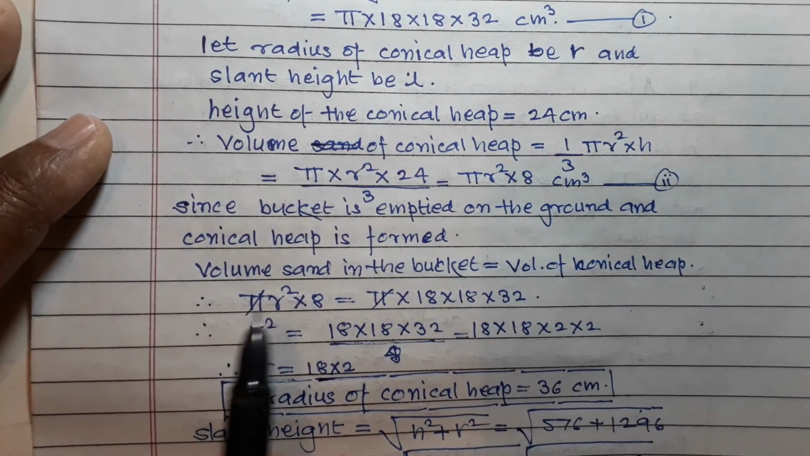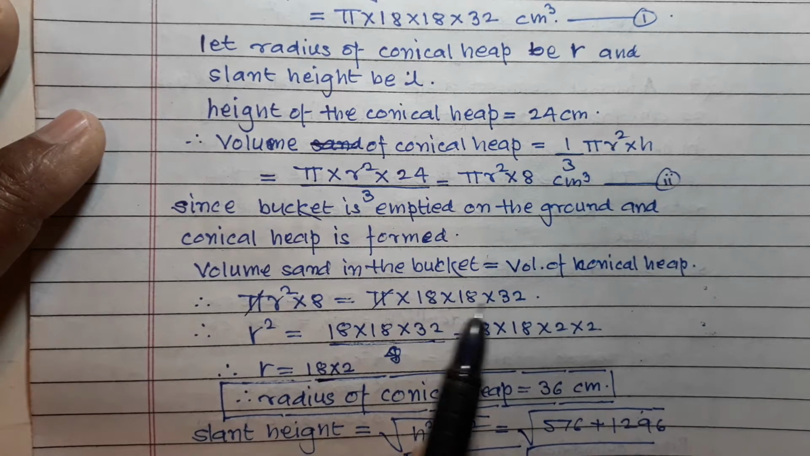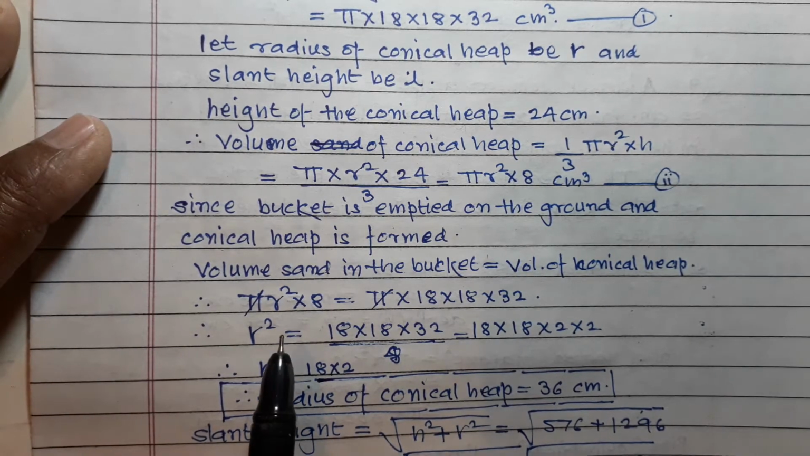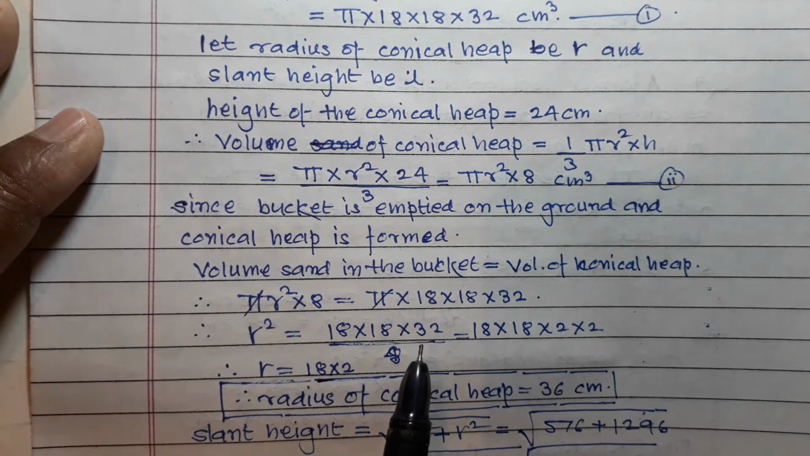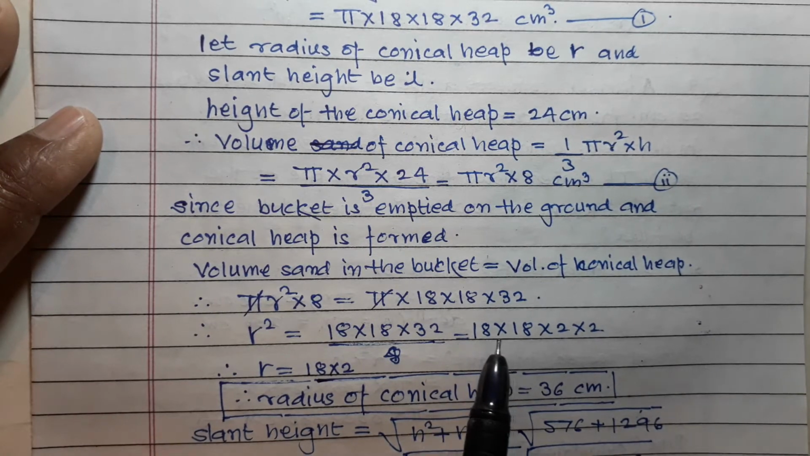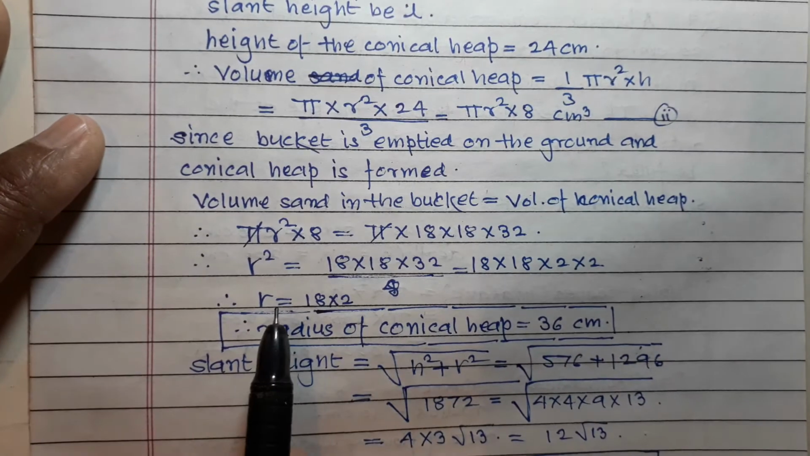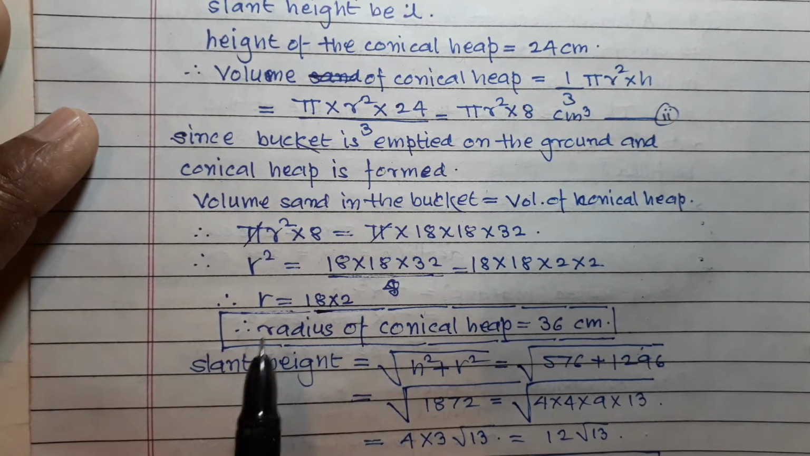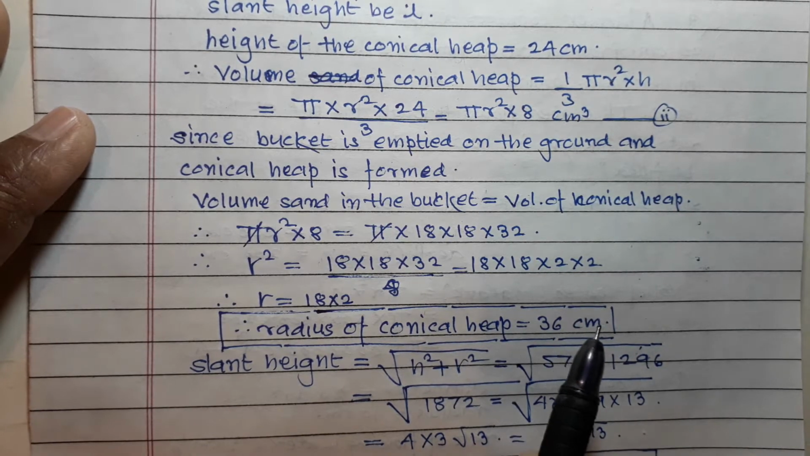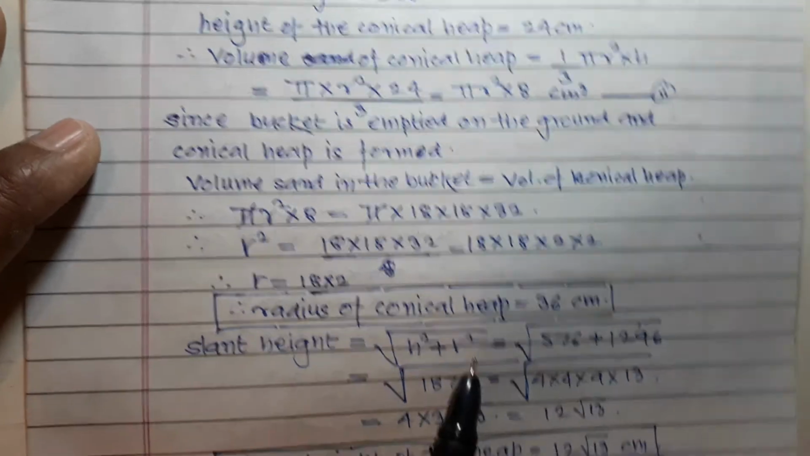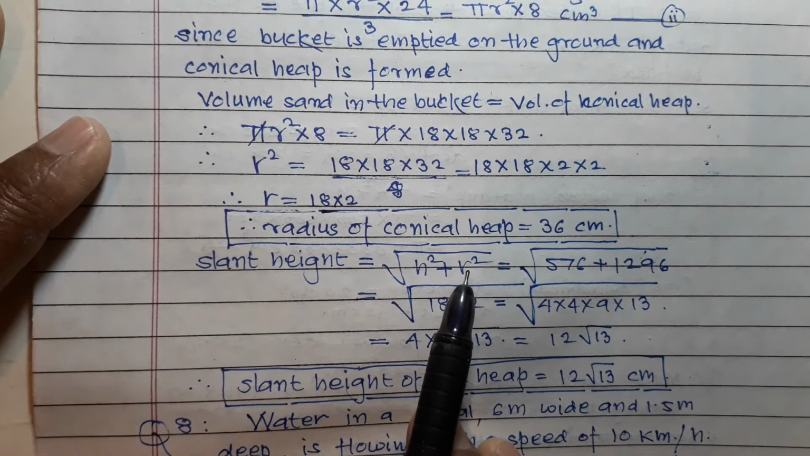So pi r square into 8 is equal to pi into 18 into 18 into 32, and hence r square is equal to 18 into 18 into 32, is equal to 18 into 18 into 2 into 2 (times 8), and therefore r is equal to 18 into 2, and therefore radius of conical heap is equal to 36 centimeter. Okay. Now slant height is equal to under root h square plus r square.